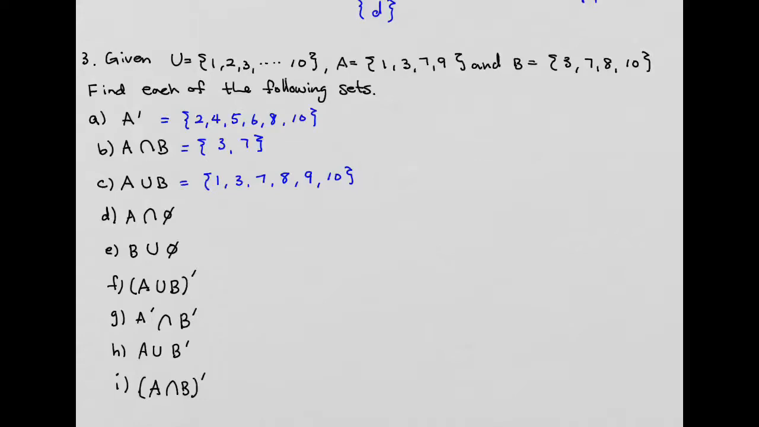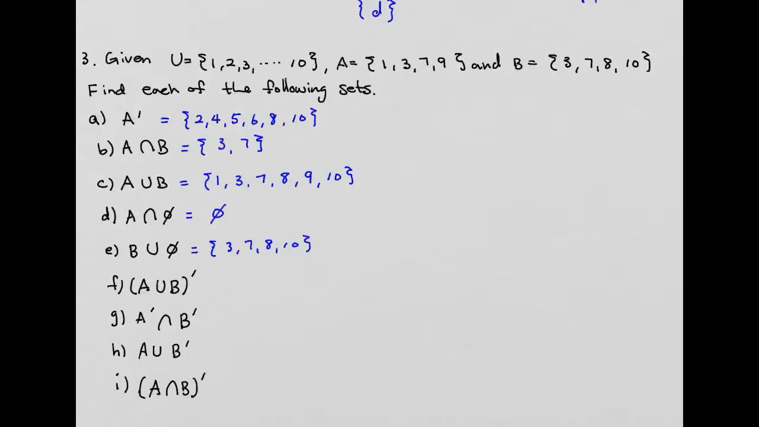What about D? A intersection of the empty set. Well, the empty set intersected with any set is going to be empty. Intersection, so overlapping, the same elements will be empty, nothing. What about the union of B and the empty set? So then it should be just the set B: 3, 7, 8, 10. So everything in set B is here, and everything in the empty set is empty, so nothing is added in.